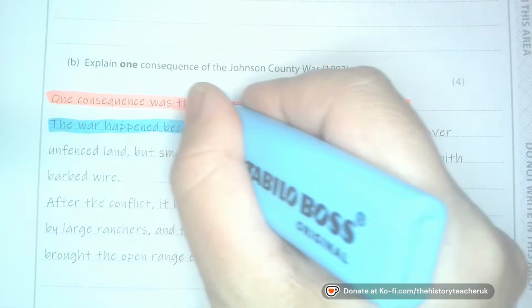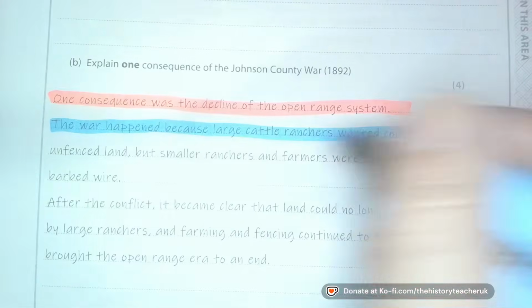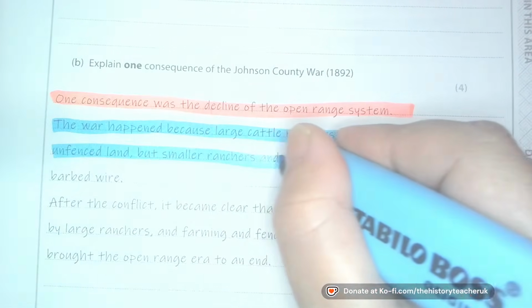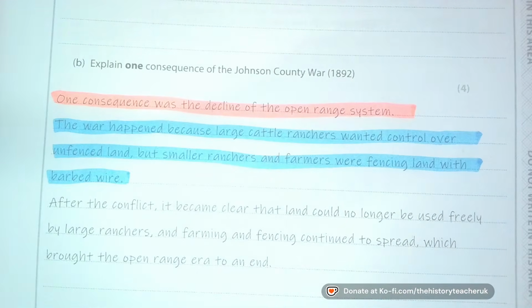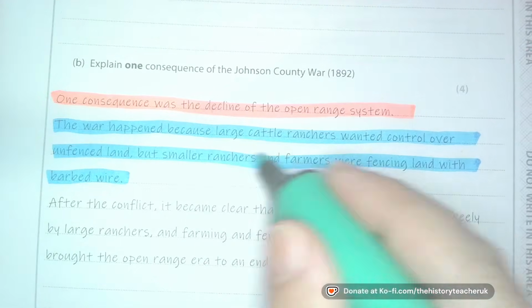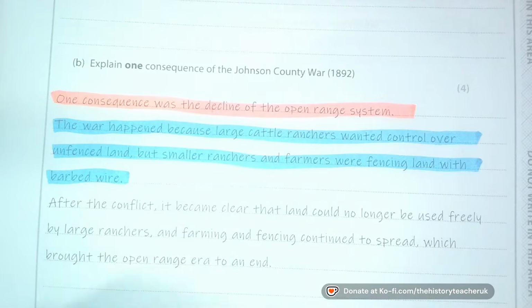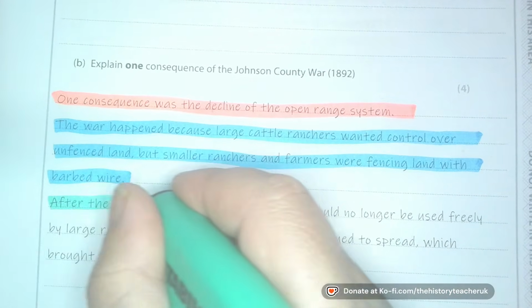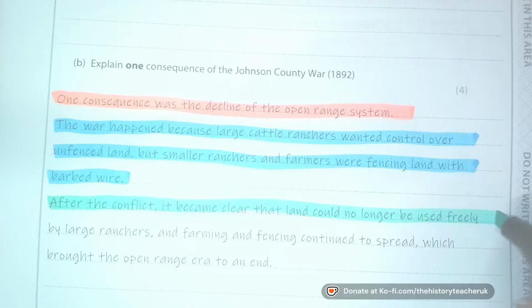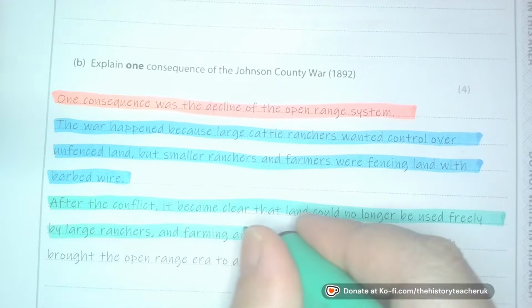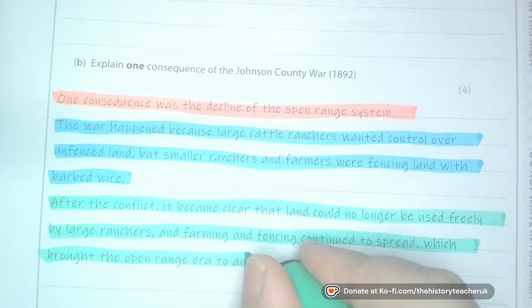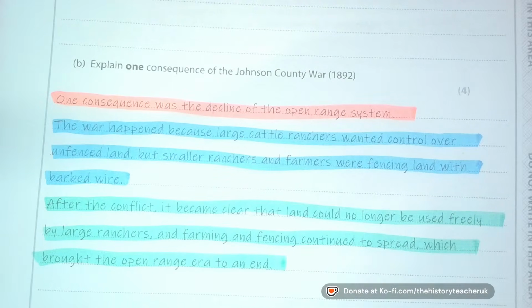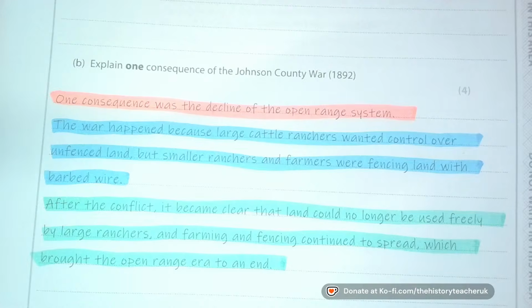A little bit of knowledge. The war happened because large cattle ranchers wanted control over unfenced land, but smaller ranchers and farmers were fencing land with barbed wire. Okay, that's it. That's our little bit of knowledge. So, why does that war lead to the decline of the open range system? Well, because after the conflict, it became clear that land could no longer be used freely by large ranchers, and farming and fencing continued to spread, which brought the open range era to an end. There we go. Simple as that. That's your consequence question.